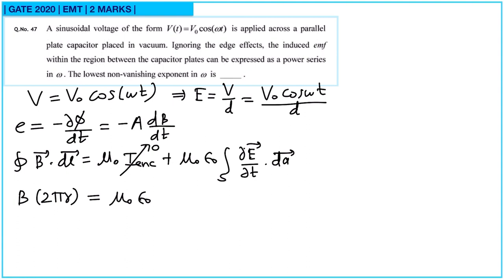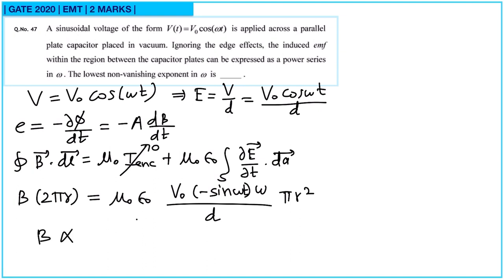So this will be dou by dou t of this. So this will be V naught, derivative of cos is minus sin omega t into omega upon d, and this is integral over dA. So that will give us area, that is pi r square. So from here we can see B is proportional to omega into sin omega t. All other things are constant. So it is proportional to this.